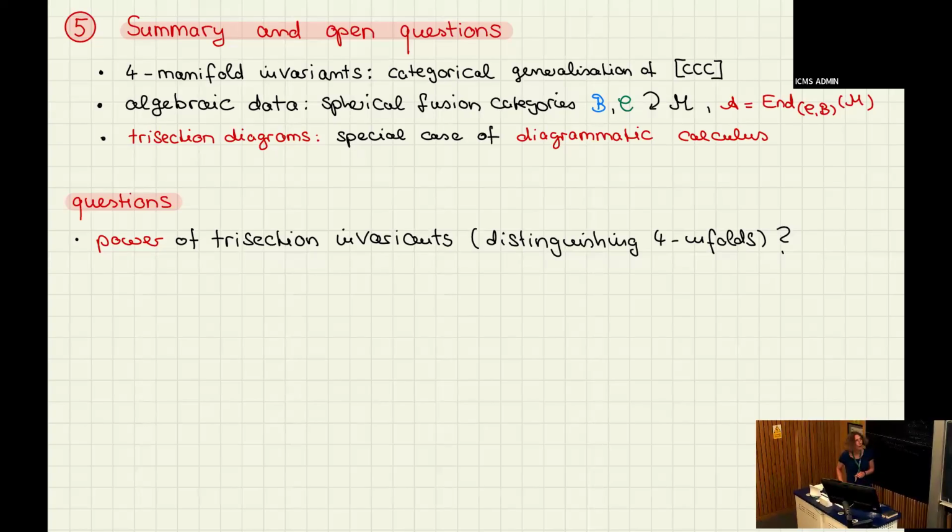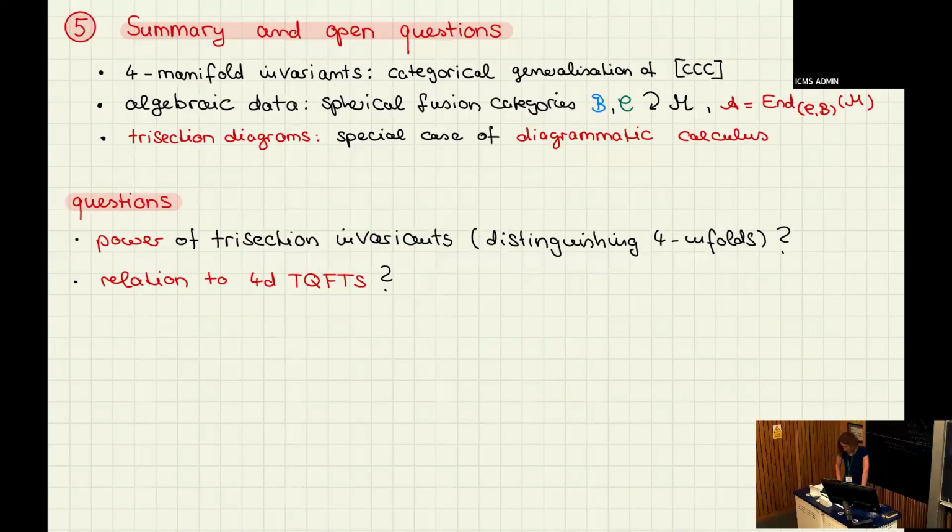One is about the power of these trisection invariants. Which four manifolds can you distinguish with them? And are the categorical ones truly better than the Hopf algebraic ones? Does this give you some new insights? I would say this is a fairly difficult thing to address because the trisection diagrams themselves are very hard. They're very hard to write down, and it's also not obvious how to evaluate them in practice. So very soon I would maybe wish for some computer program to do this. So this is a really unclear question.